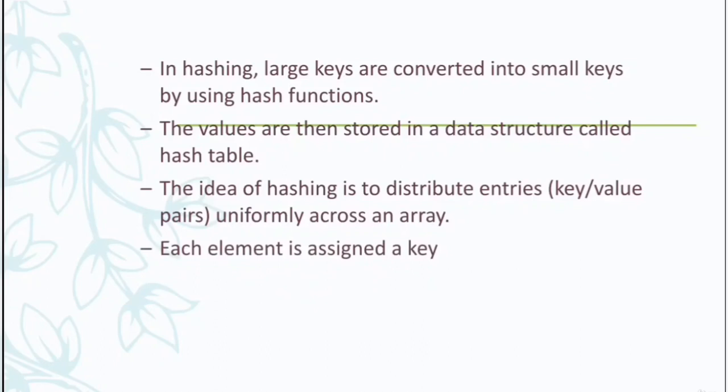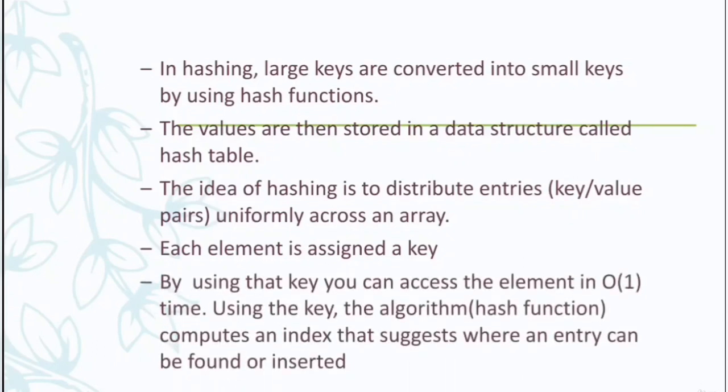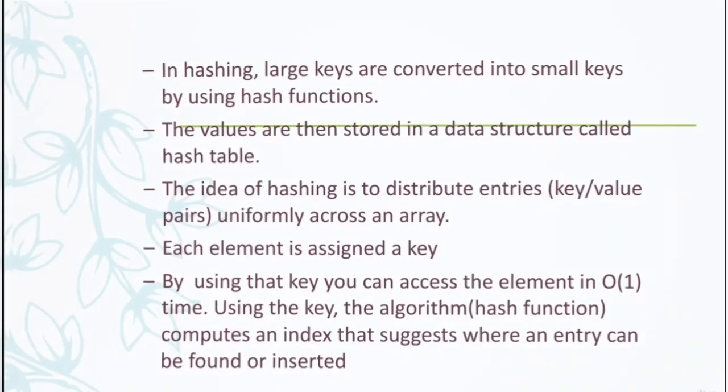So each element is assigned a key. As in the example of students and university, I have told that the PRN number acts as a key, whereas the student is the object. So through the key, that is through the PRN number, I can find the particular student which I want. By using that key, you can access the element in big O of one time, that is, in very little time you can find the objects. Using the key, the hash function computes an index that suggests where an entry can be found or inserted.